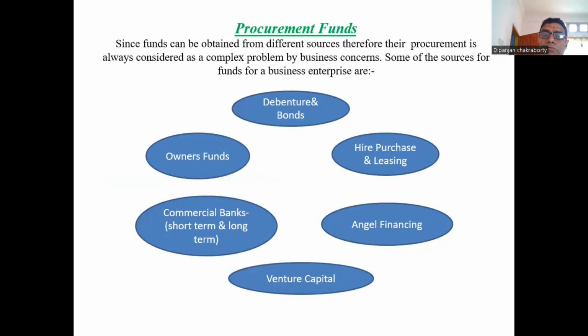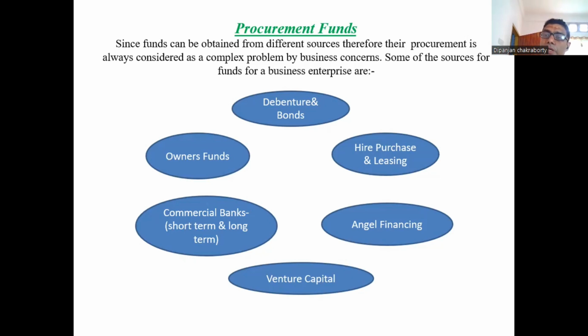Some of the sources of funds for a business enterprise: for a firm, there are different sources of procurement of funds, because the first aspect of financial management is procurement of funds. A firm can issue debentures, a firm can issue bonds, and a firm can issue equity shares, raising capital by selling them in the market. A firm can depend on hire purchase and leasing.